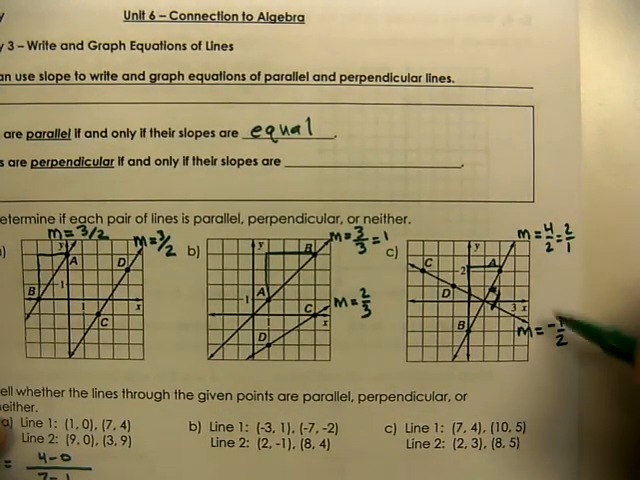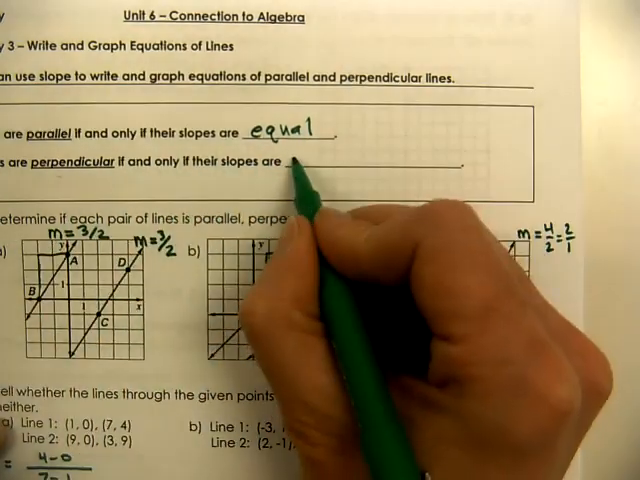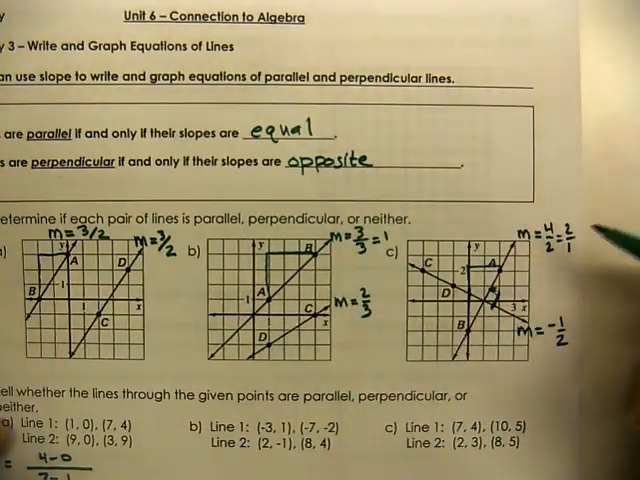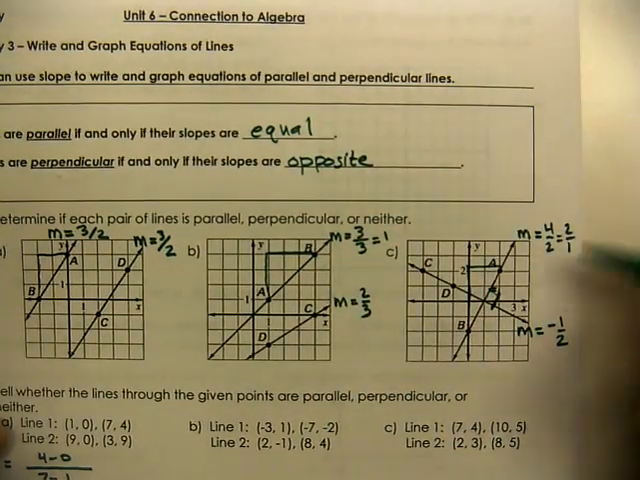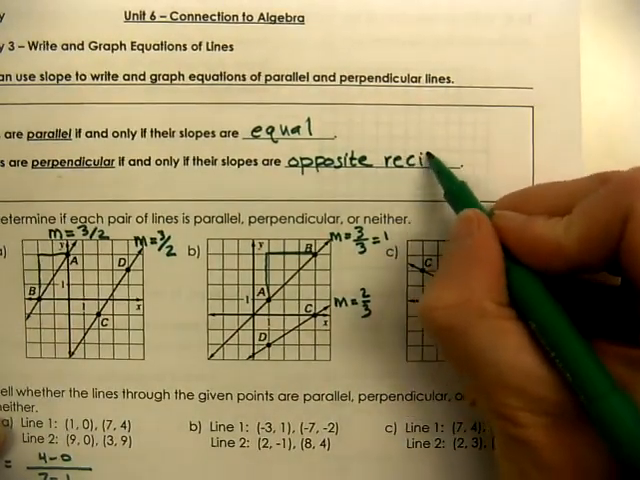So we have words that describe this pattern. If one is positive and the other is negative, we say they are opposite of each other. So two lines are perpendicular if their slopes are opposite. And because these fractions are upside down from each other, we have the word that describes them as being reciprocals.